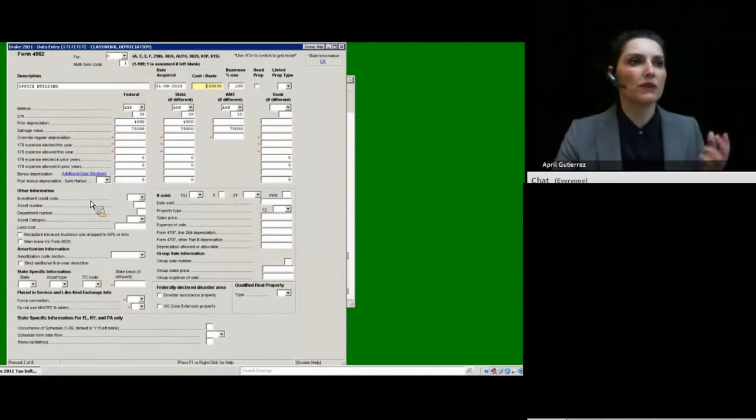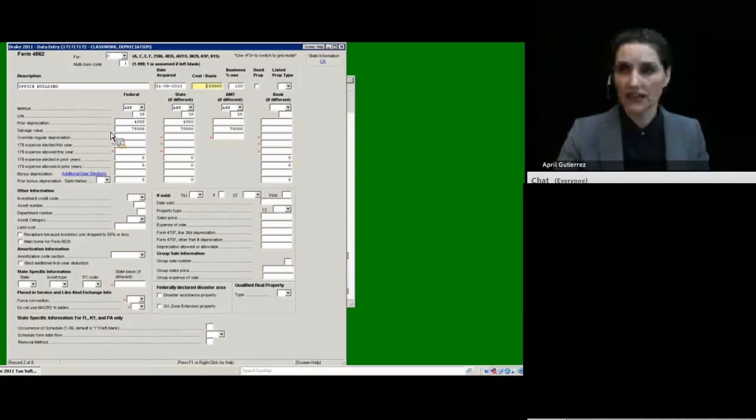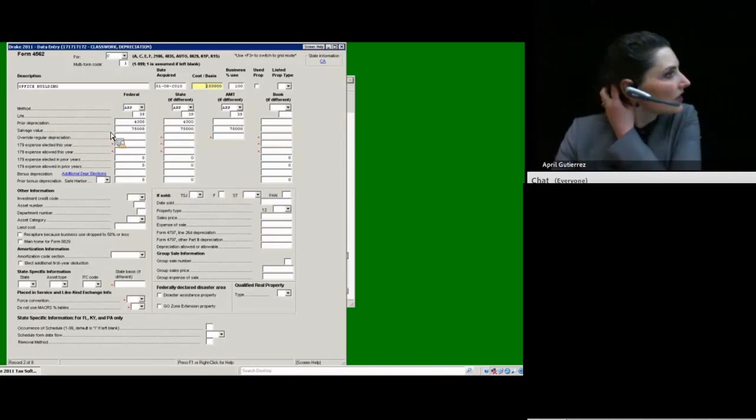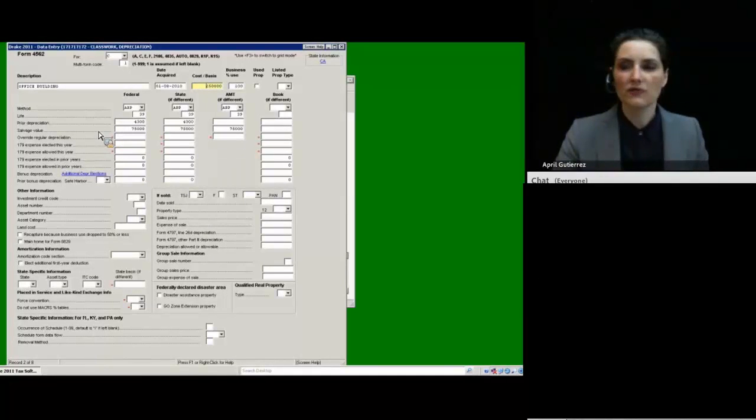Another way to do it would be to have 2 depreciation entries on the computer, one for land that you're not depreciating at all, and the other for the residual structure itself. Either way works. If you do it this way, it will fill out 4797 differently than if you have 2 lines. So 4797 kind of cannot fill out correctly when I do my depreciation schedule this way.